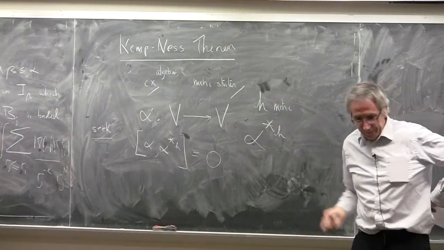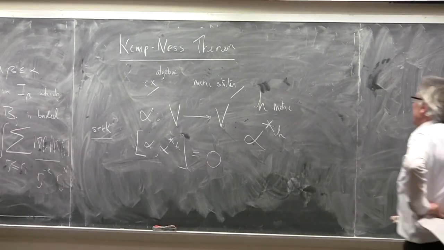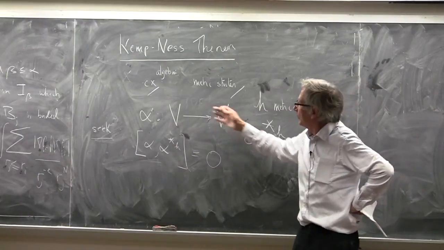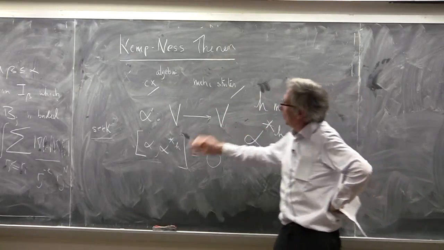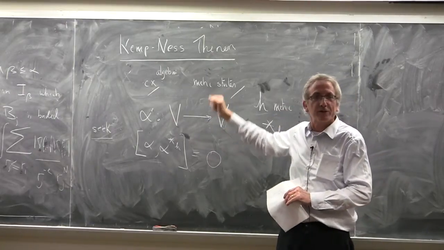So this is the kind of prototype that we'll do. We can't always do it, but we have a good criterion. We can typically solve it. Most matrices are diagonalizable, but we can't always solve it.